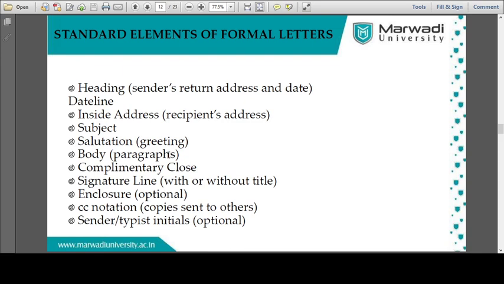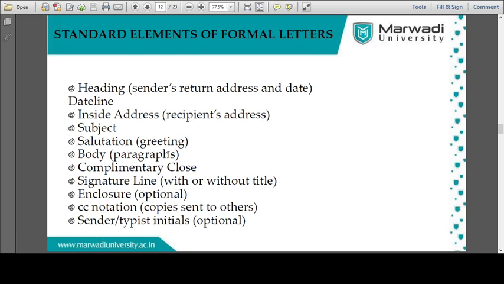Now, if you see the dateline, the component refers to the date on which the letter was written. It includes the date, month, and year. It can be represented in any order, either month, year, and date, or date, month, and year.